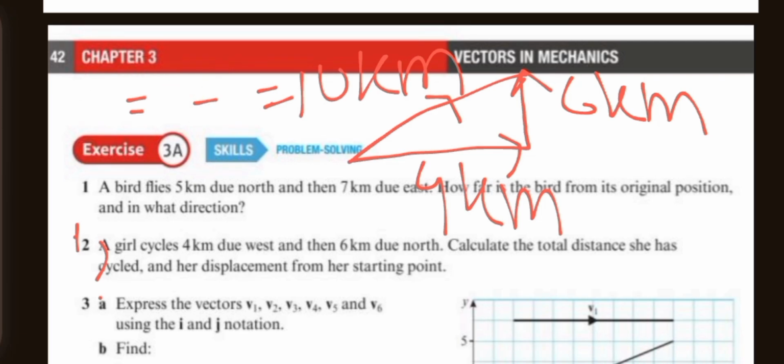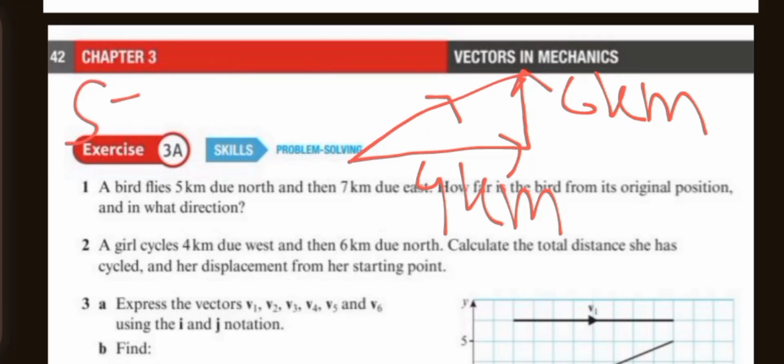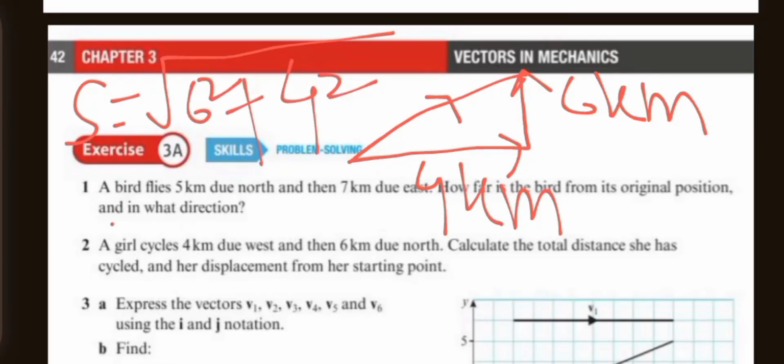Now for the displacement. Displacement is the change of position from its initial point to its final point. And now you're going to use the Pythagoras theorem. That is 7.21 kilometers.